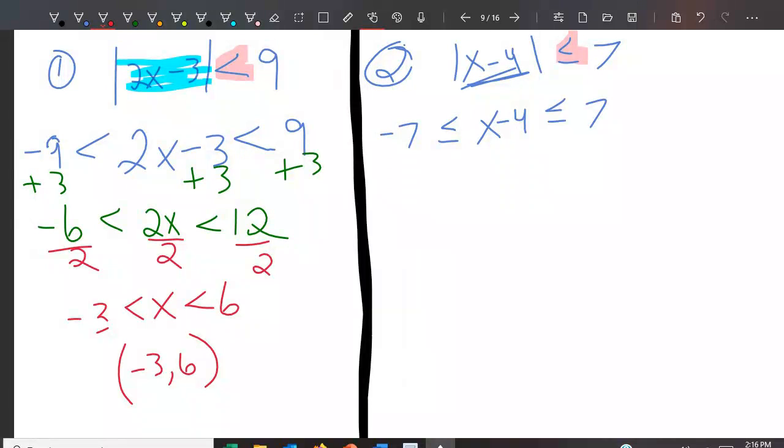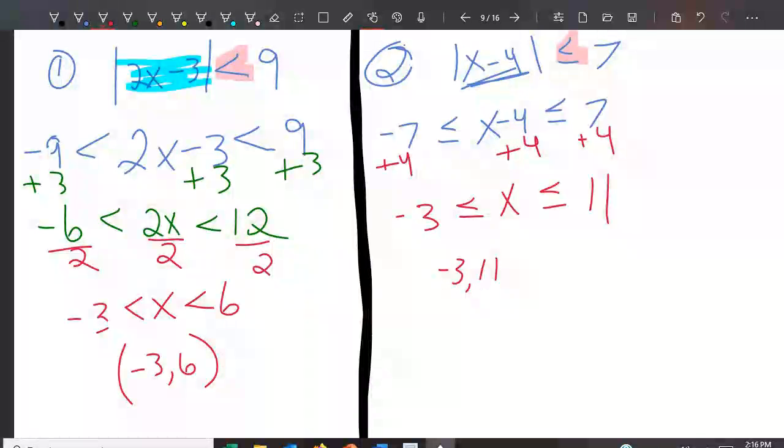Then we do the solving, so we're going to add 4 to both sides and the middle. We get negative 3 less than or equal to x less than or equal to 11. So negative 3 on the left, comma 11. Now this time, since it's less than or equal to, you've got to put the brackets.